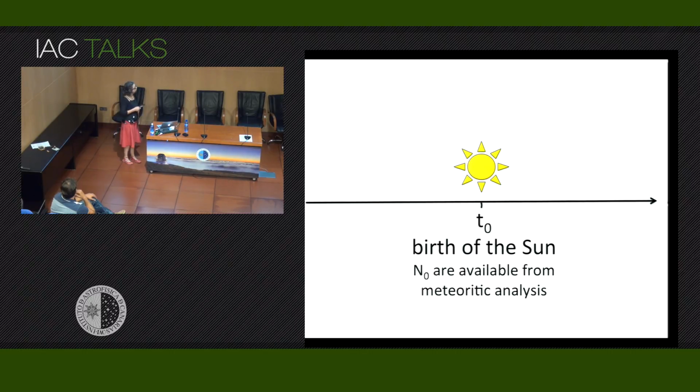This is not the only reason why we choose T0 as the birth of the sun. The other reason is that we have N0. So N0 is the quantity that we need to use the formula that I showed you before. And these N0 are available because they can be derived from the analysis of meteorites. Okay, so we have very strict constraints on N0, so this is a good starting point.